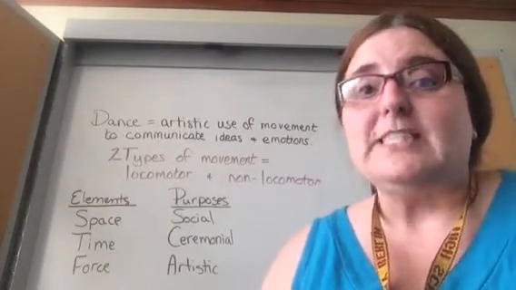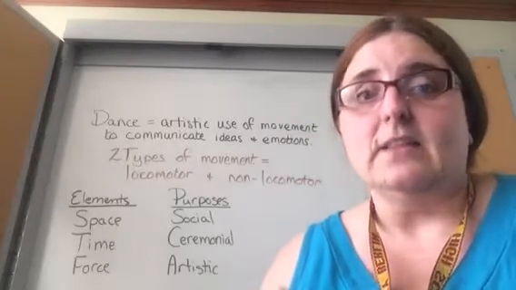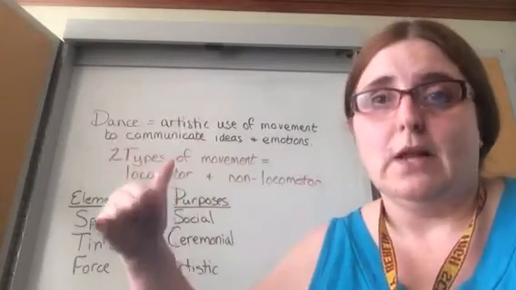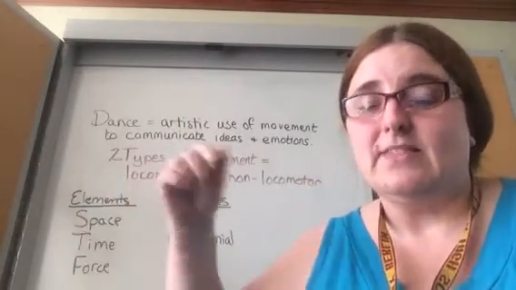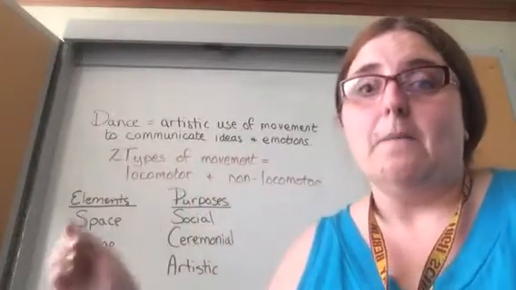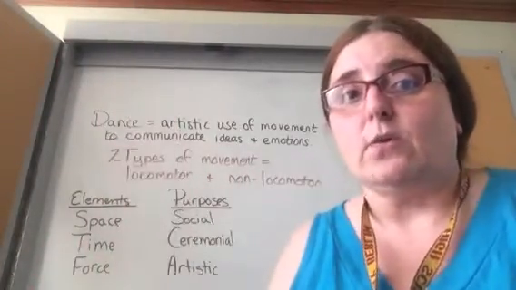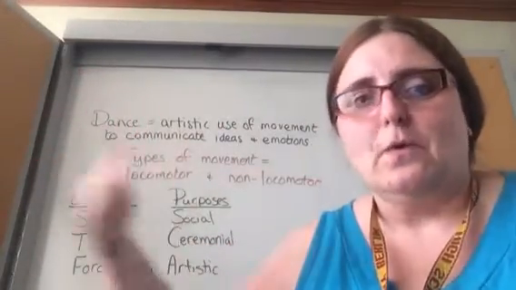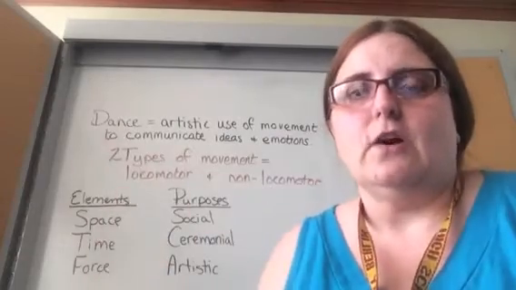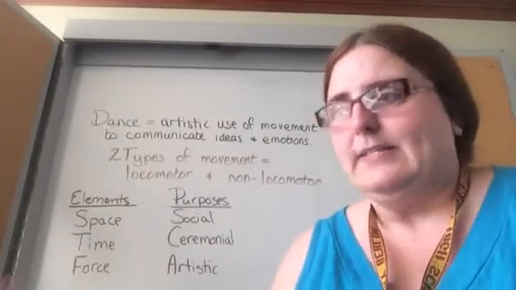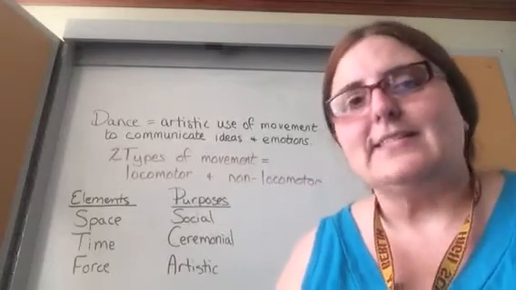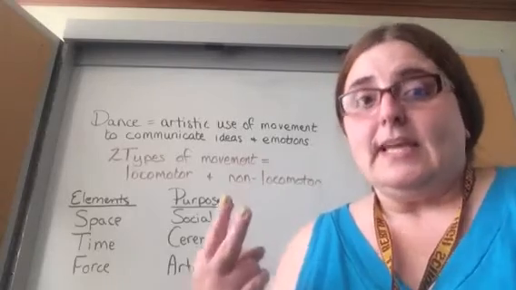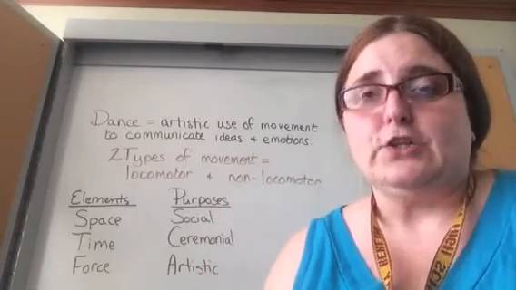But the first component of space is level, and level is talking about, are the dancer's movements high, medium, or low? So high movements might mean that the dancers are jumping up in the air, maybe they're lifting one another off the ground, but they're up high in the air. Medium would be kind of normal level that we normally function on. Low might mean that they are down on the floor crawling, rolling, sliding, any number of things they might do to be low.